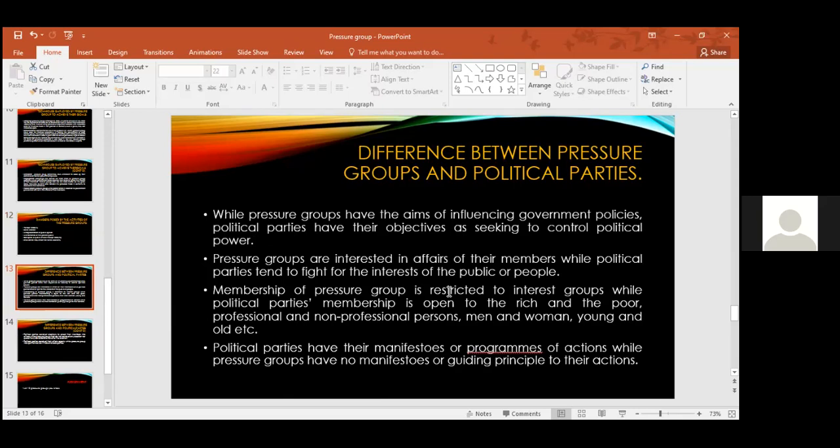So the first difference is pressure groups have the aim of influencing government policies, while political parties have the aim of controlling political power. So what political parties are after is to control power. That means to be in power. That means to be in government. That is what political parties are after. But pressure groups are not after that. Pressure groups just want to influence the decision of anybody that is in government. Political parties want the power of the government. They want political power, while pressure groups only want to influence government policies.